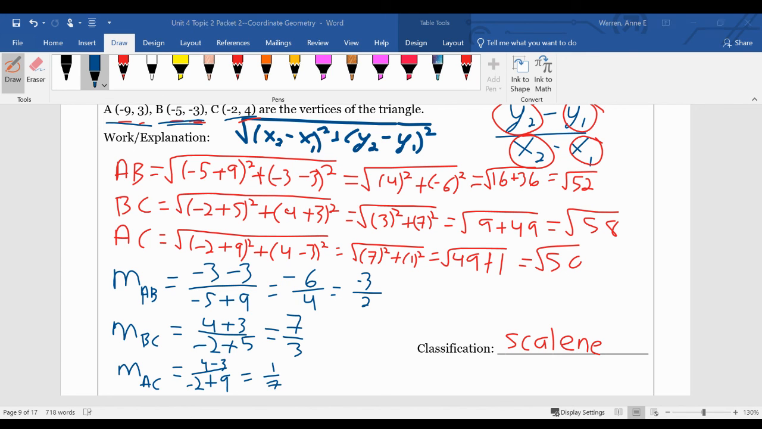Okay. So when I'm looking at these slopes, I need to compare them. I want to see if any of them are opposite reciprocals of each other, because if any two are opposite reciprocals, that means I have one right angle. When I'm looking at them, none of them seem to be opposite reciprocals, and because of that, I know that this is not a right triangle. So the full classification for this, based on side and angle, would be that it's a scalene triangle and it is not a right triangle.